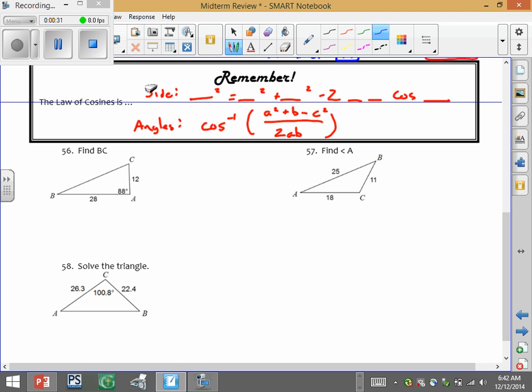The big thing to remember here was that C wasn't necessarily always across from angle C. C was across from the missing angle.